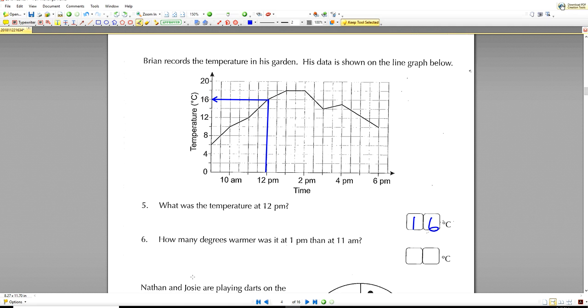Okay, how many degrees warmer was it at 1 p.m. than at 11 a.m.? So let's work out those times. Let's go back to our tool. Let's use a different color this time. So now we're going to compare 1 p.m., which is here, 12, 1, 2. So we go up to here. We go to there. That's 1 p.m. And then we have to go to 11 a.m. So that's 9, 10, 11 is here. So we go up to here, and then we go across to here.